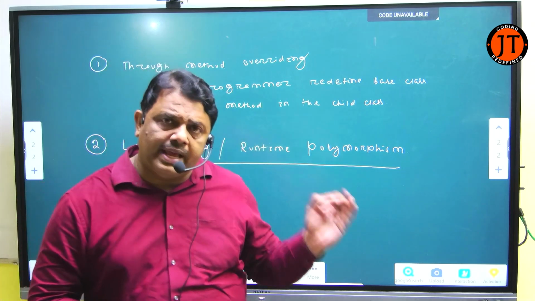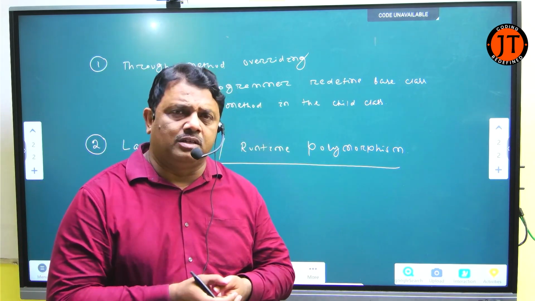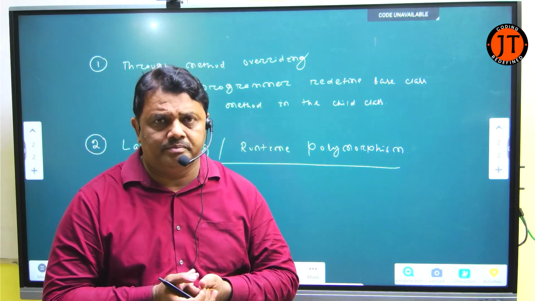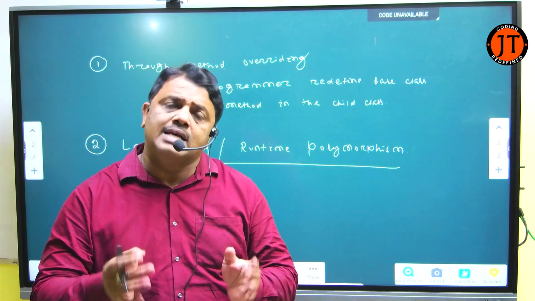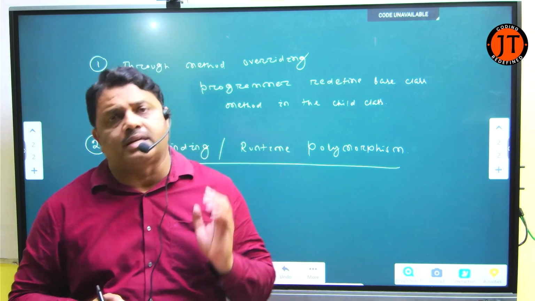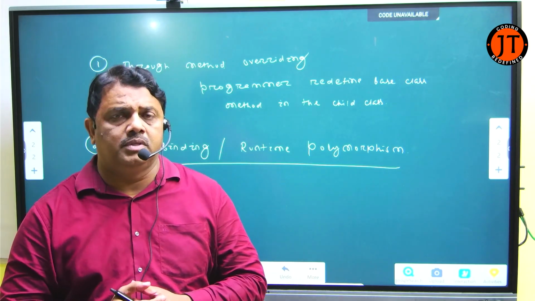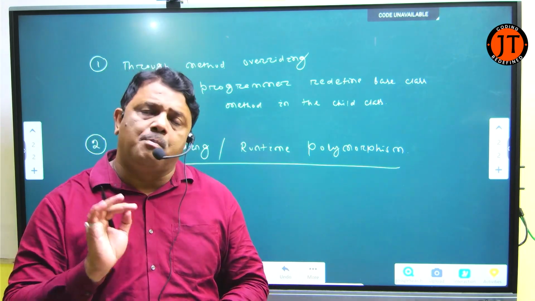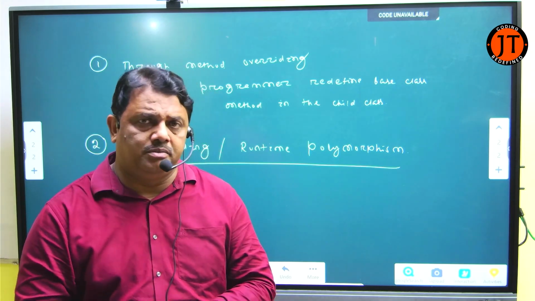But only one case, compiler unable to bind the method. The case is what? Method overriding. Because the method name is the same, return type same, and parameter same, the compiler treats them as a single method. So in this case, compiler unable to bind the method.